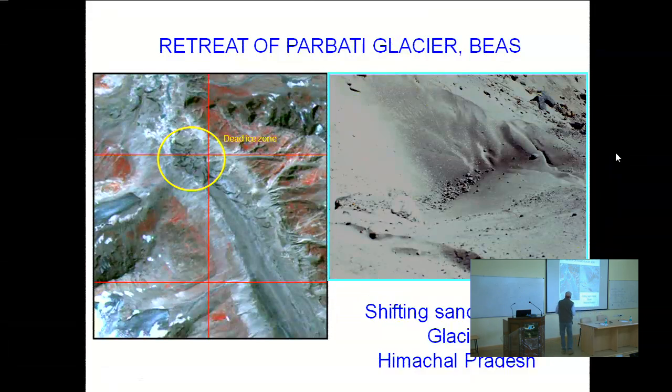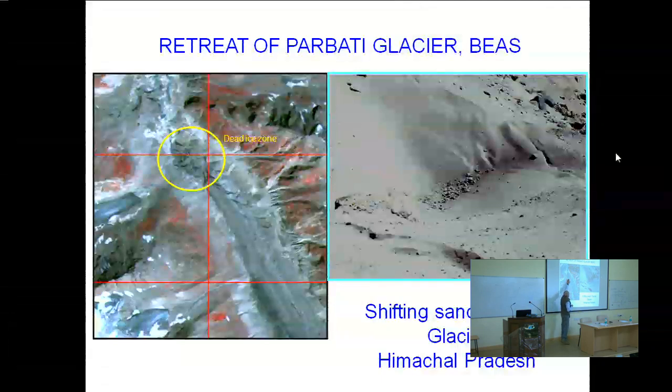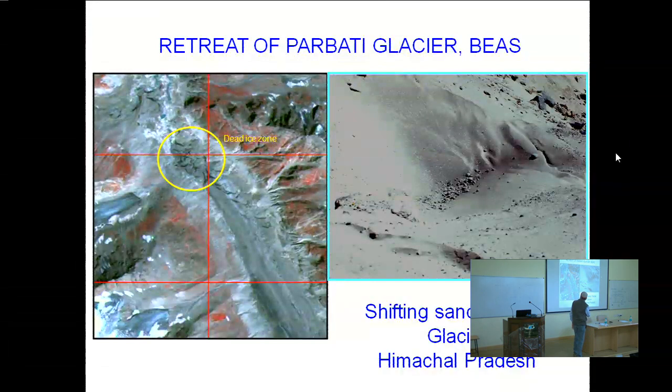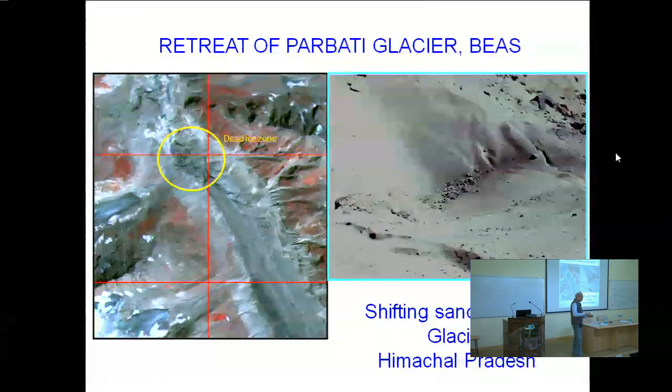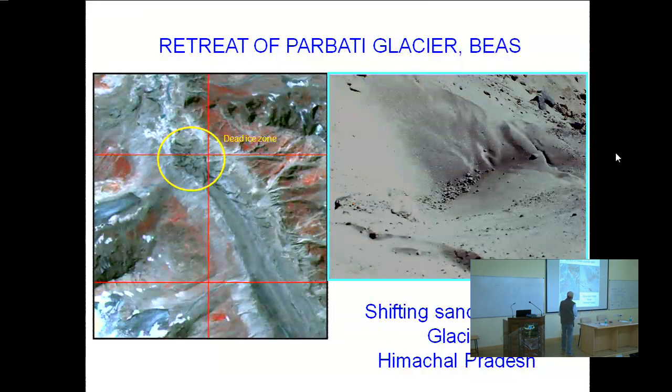But it is not supplemented from above, and it is not moving. So by definition, such an ice body which is not moving cannot be called a glacier. These ice bodies, as you can see here, are disconnected from the main ice body and are not moving. Over a period of time they will remain wherever they are, and they are going to melt with time.